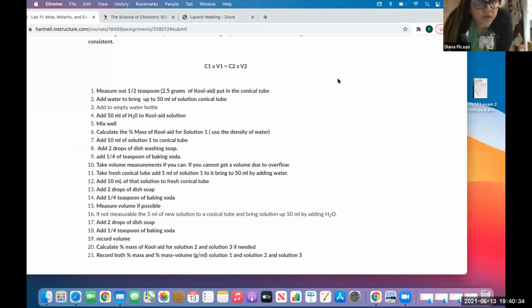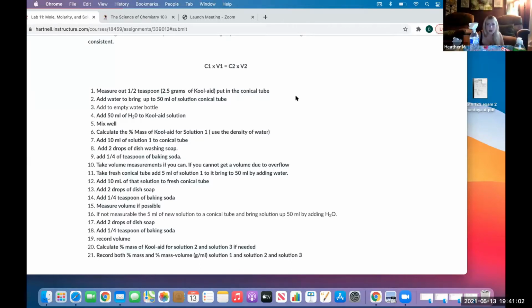Okay, so add 2 drops of dish soap. Okay, let me add 2 drops of dish soap. Oh my goodness. So after the dish soap, then we do the baking soda? We do 1/4 of a teaspoon of baking soda. Mine says 2 drops and add 1/4 teaspoon of baking soda. It's not supposed to go over your conical tube. If the foam goes over it, you have to redo it.